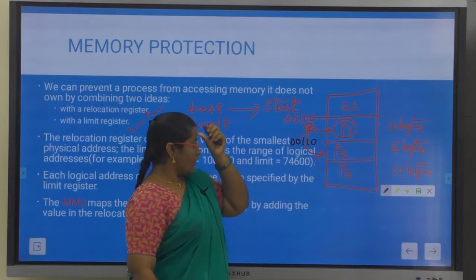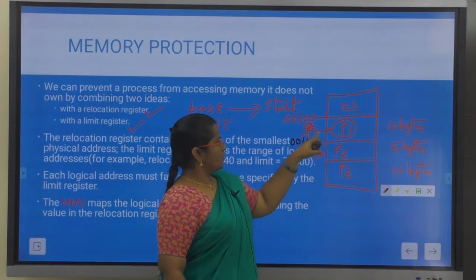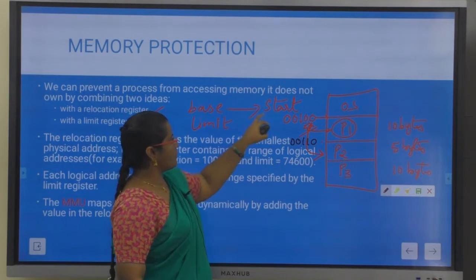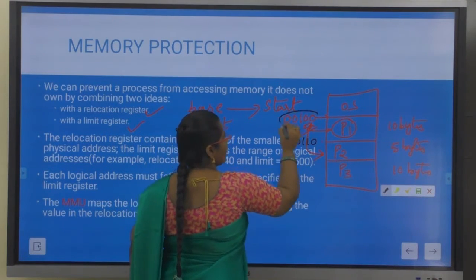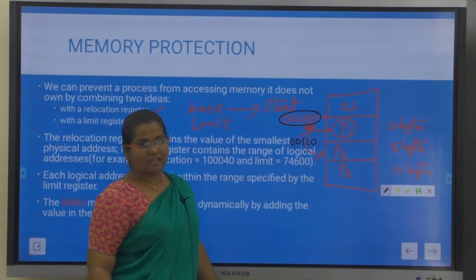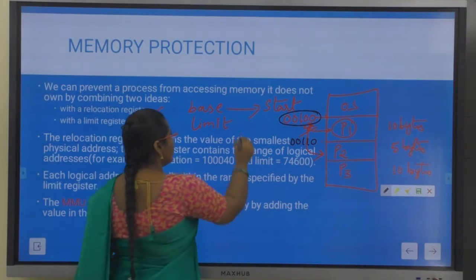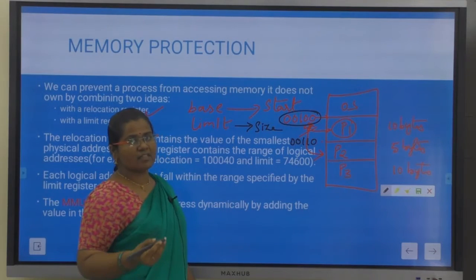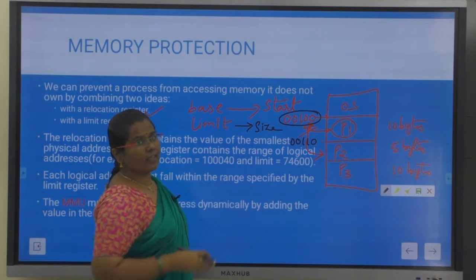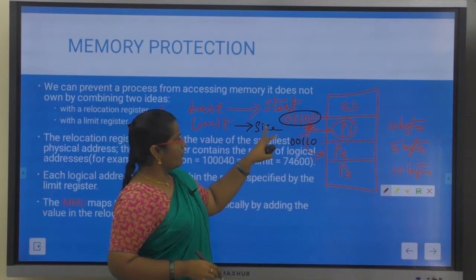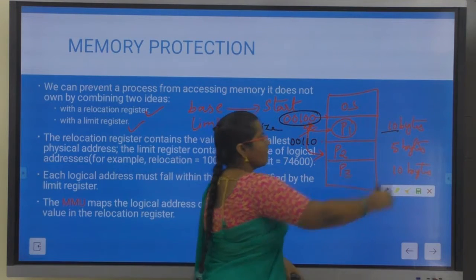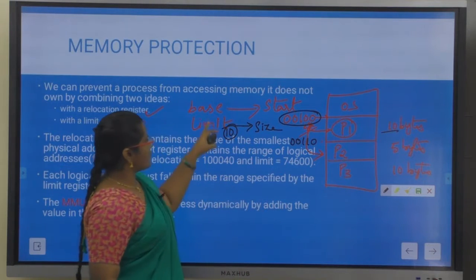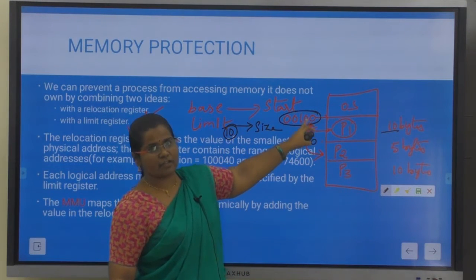Now if I want to execute this process P1, I will make use of two registers, we said. The base register will store the starting address. So the starting address of your process P1 is 00100. Whereas the limit register will store the size of your process, that is the number of bytes it is occupying in your main memory. The size of your process P1 is 10 bytes. So the limit register will contain the value 10, whereas the base register will contain the starting address of your process P1.